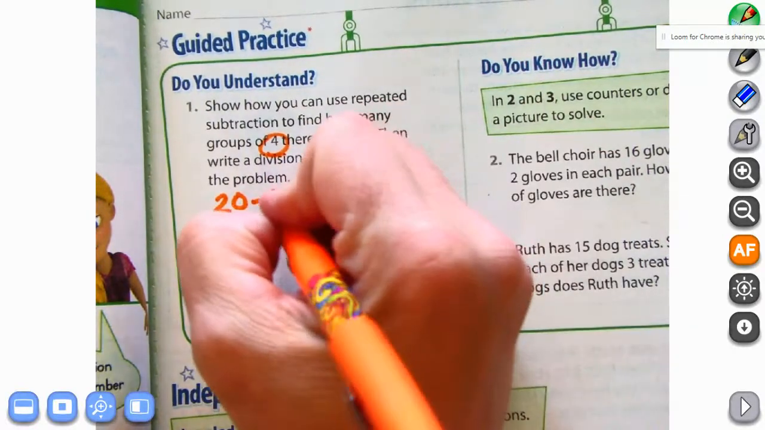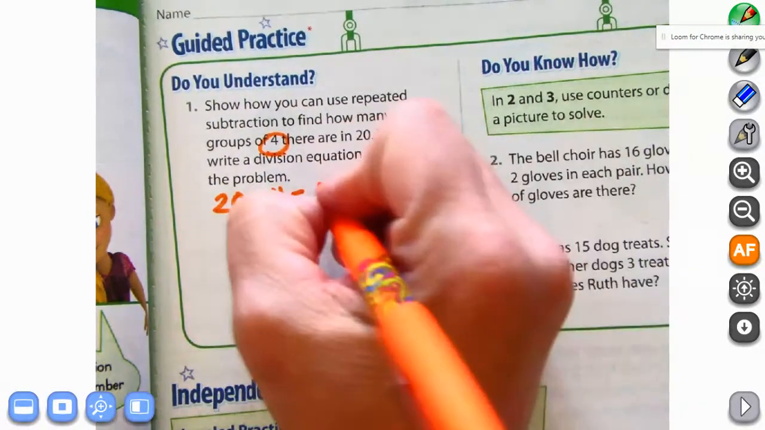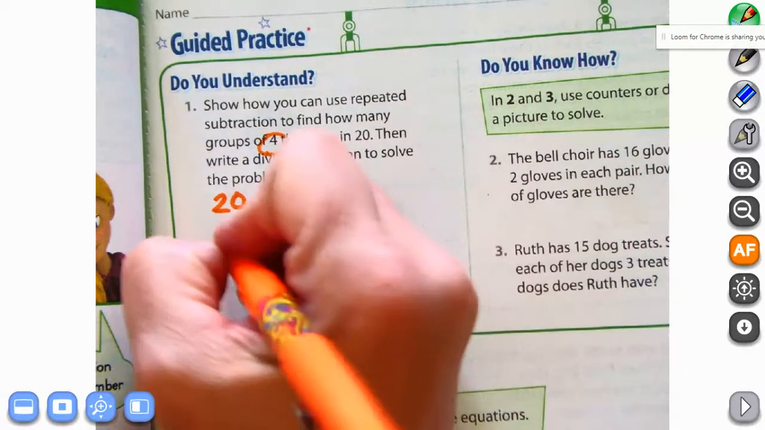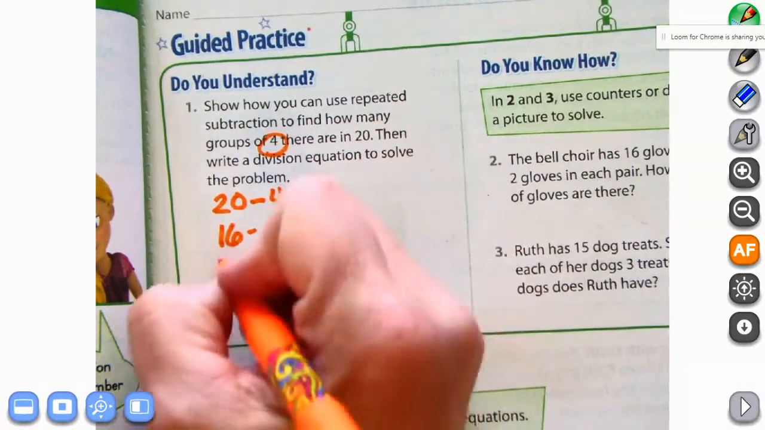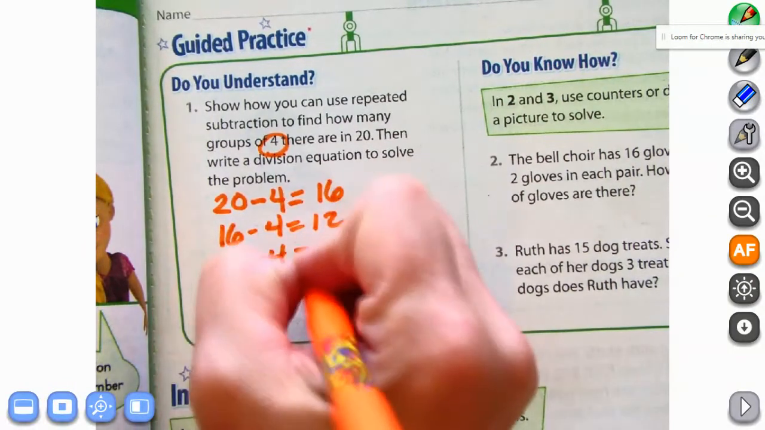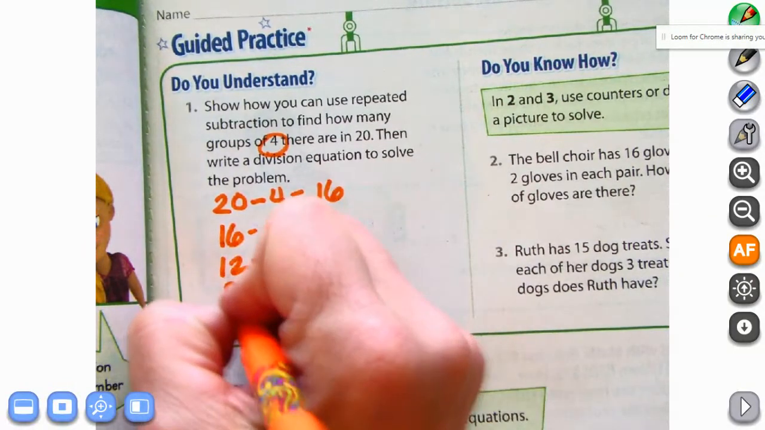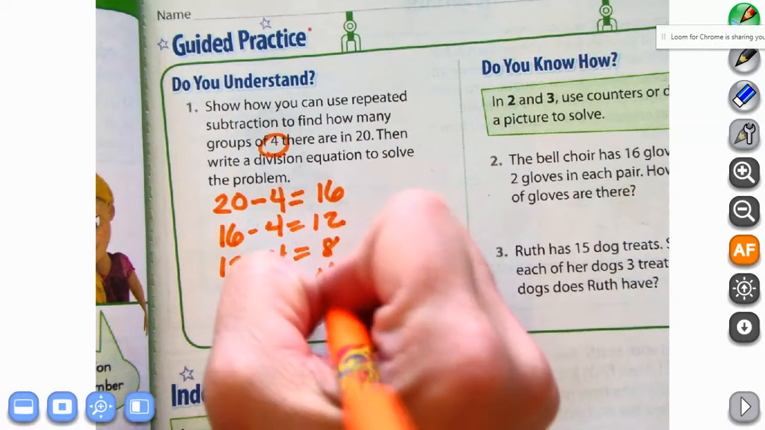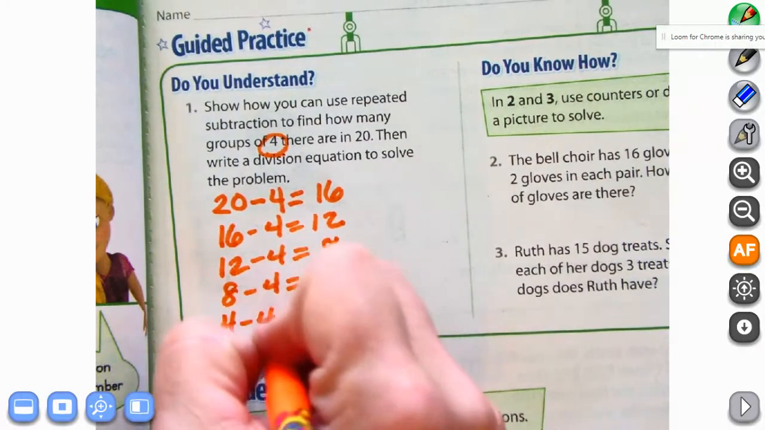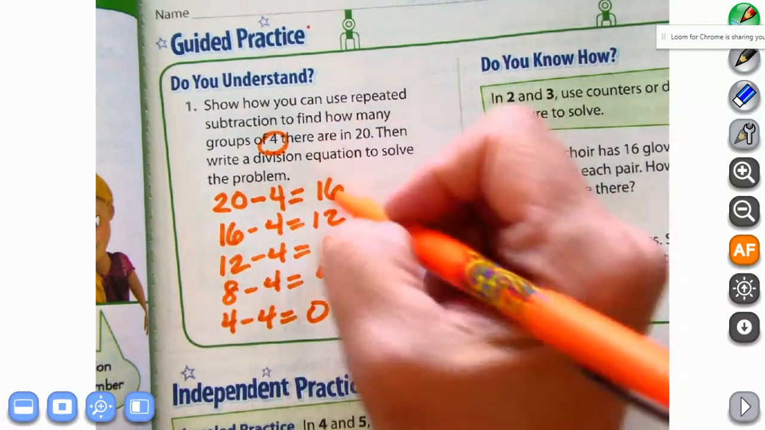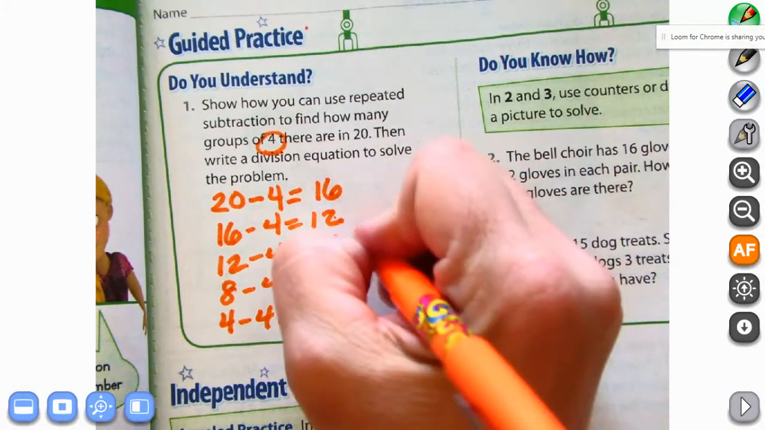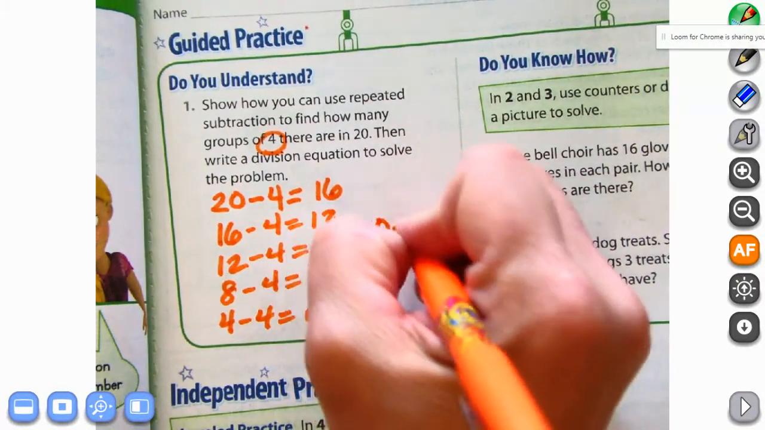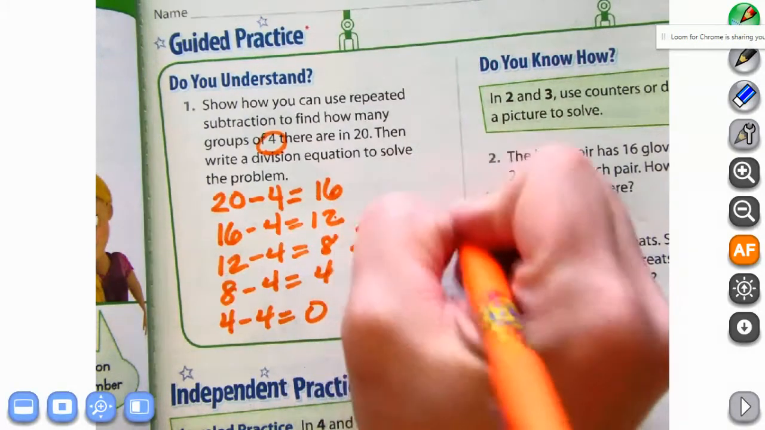So 20 minus 4 would equal 16. 16 minus 4 would equal 12. 12 minus 4 would equal 8. 8 minus 4 would equal 4. And 4 minus 4 would equal 0. So we have 1, 2, 3, 4, 5. So our division problem, 20 divided by 4 equals 5.